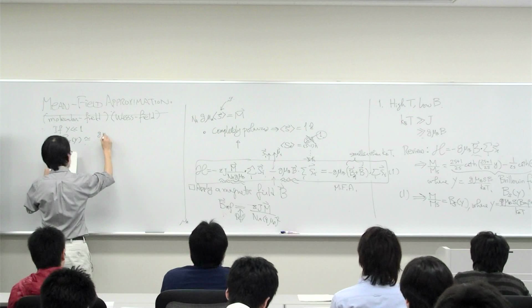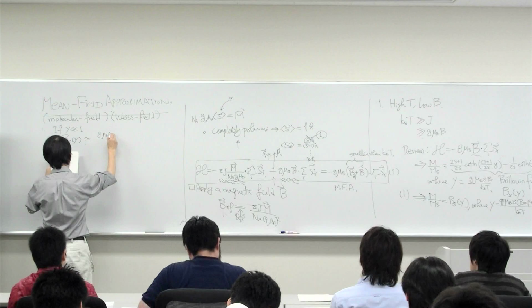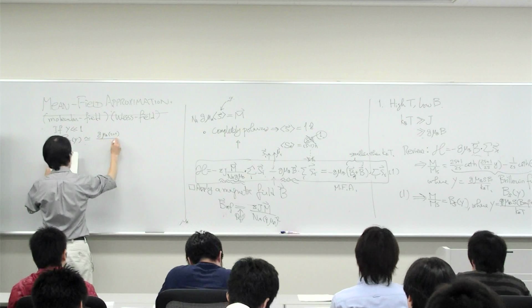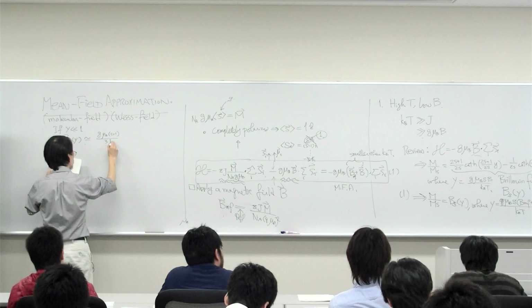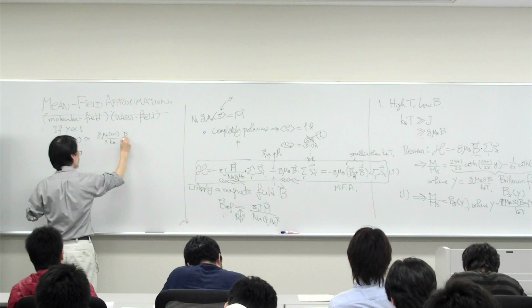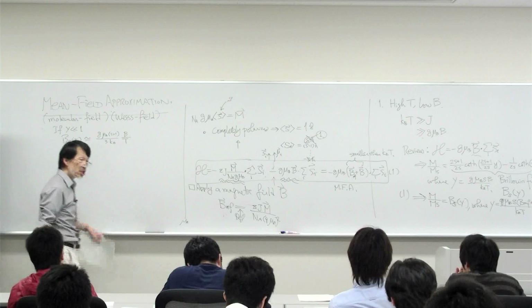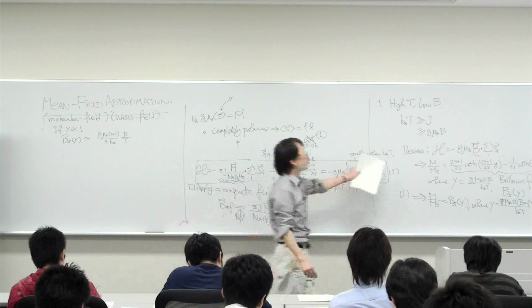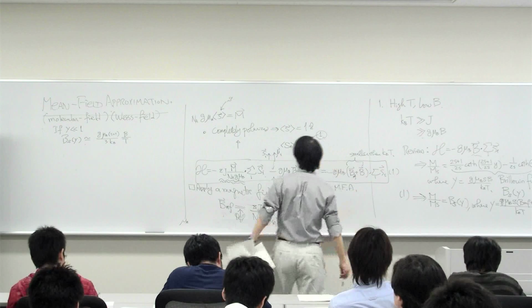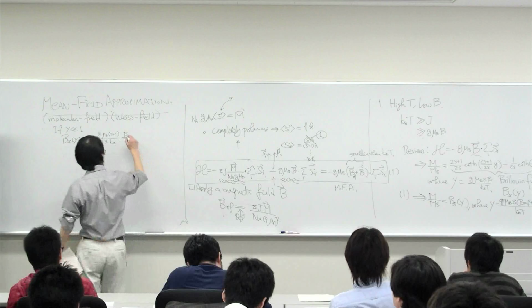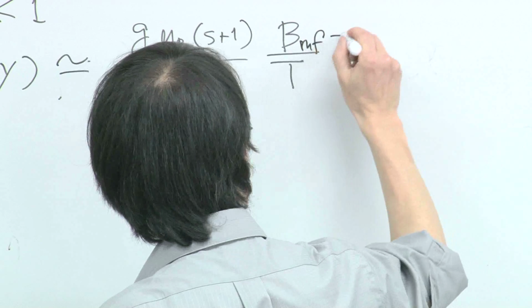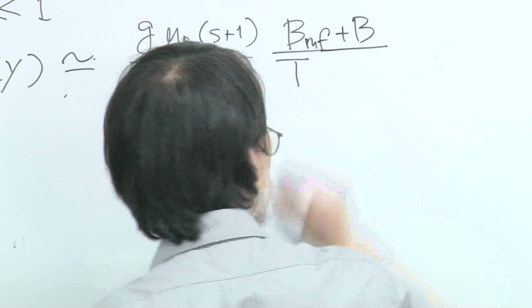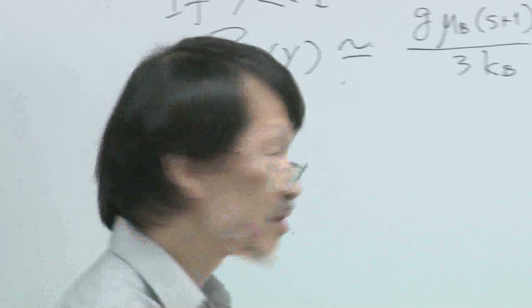G times mu sub B times S plus 1 over 3kB times B plus T in this problem. Now, instead of B, we have B of mean field plus B. So B should be replaced with that.